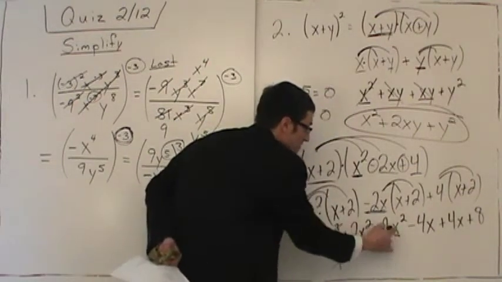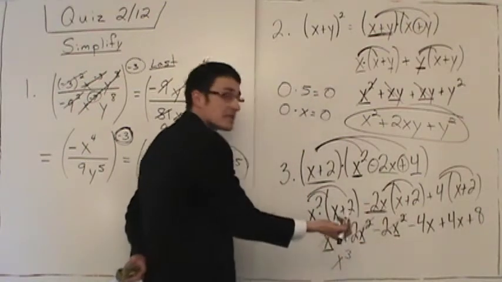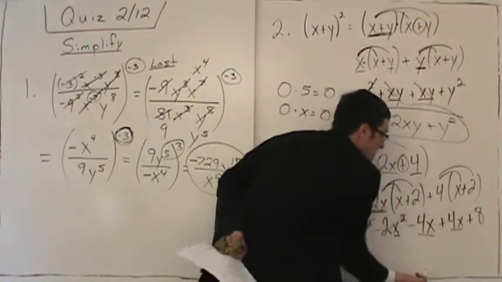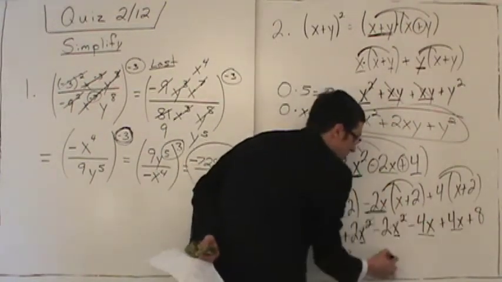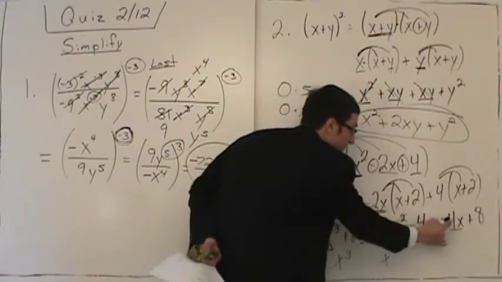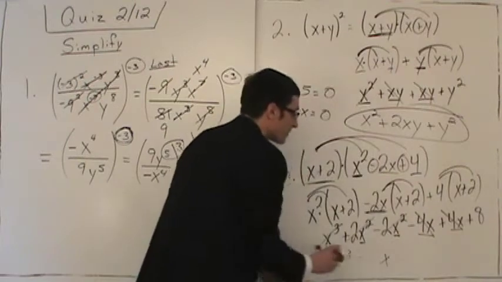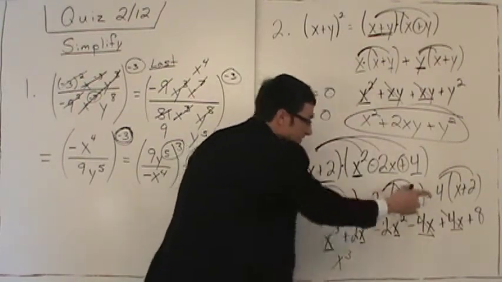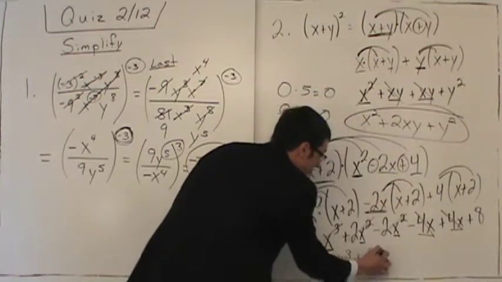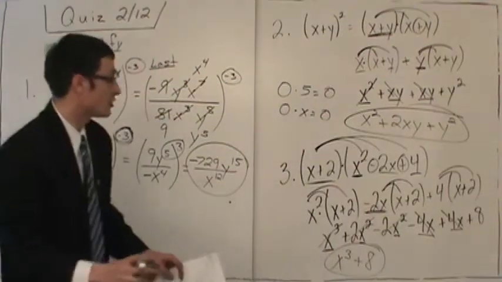2x squared minus 2x squared, these terms cancel out, giving 0. Negative 4x plus 4x, the x does not change. Negative 4 plus 4 is 0, so these terms also cancel out, and we don't have to write anything. And what's left on the end? We have a positive 8 on the end, and our final answer is x cubed plus 8.